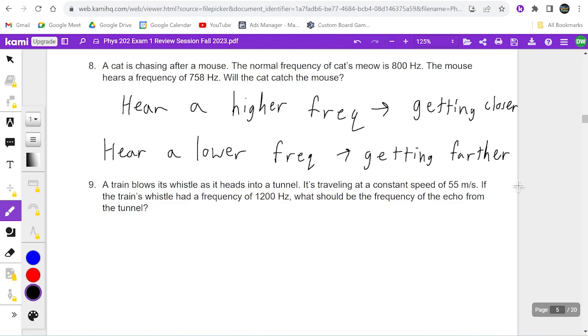But now we know the cat's meow is 800 hertz, the mouse hears a frequency of 758. The question is, is the cat getting closer to the mouse or farther from the mouse? And the answer is farther from the mouse, because you're hearing a lower frequency. That means they're getting further away, and because of that, the cat will not catch the mouse.